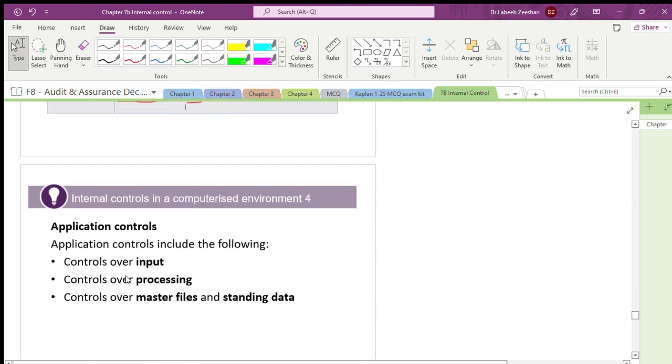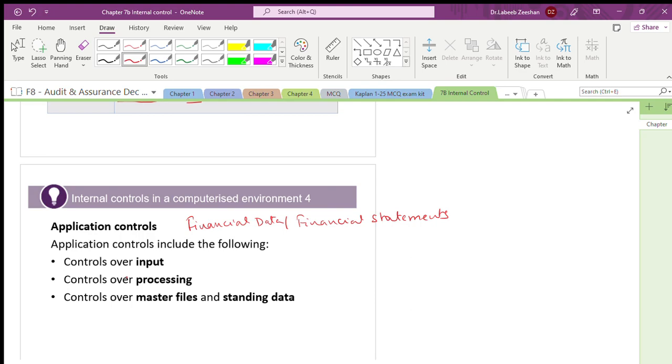What are the application controls? The moment we talk about application controls, we have to make sure that they are related to financial data and to financial statements. They have mentioned controls over master files and controls over the data. That's very, very important. This is the application control.